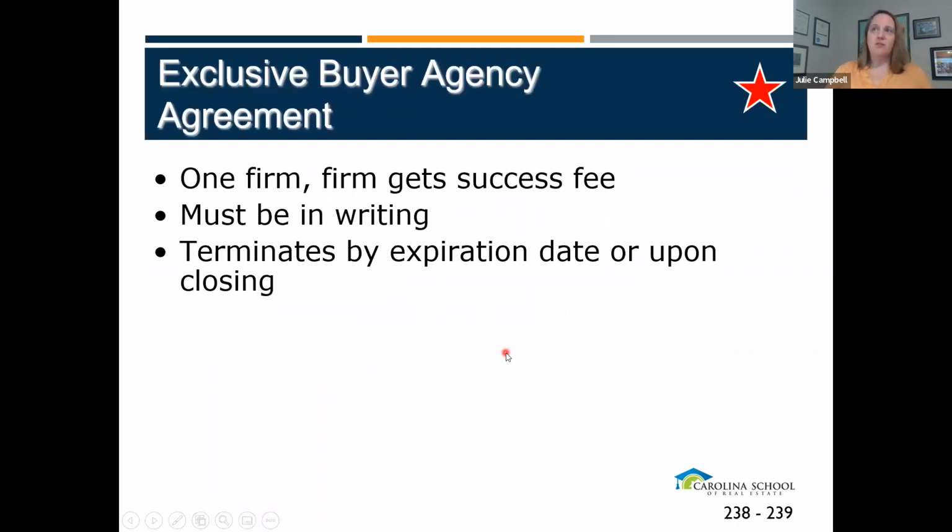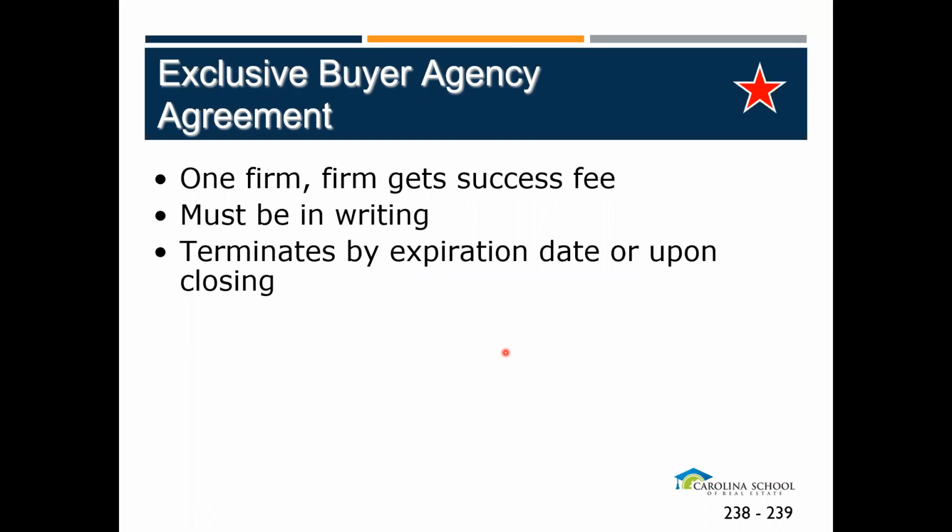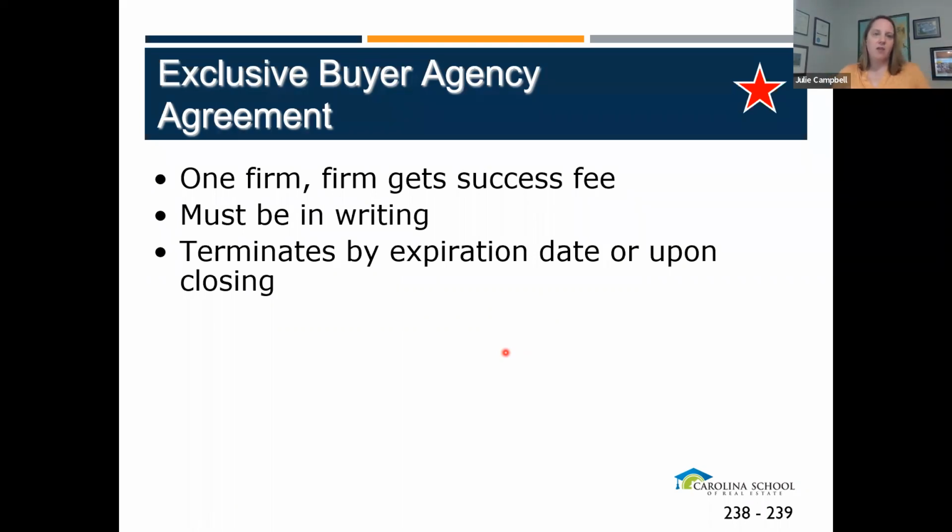So the exclusive buyer agency agreement, buyer's only dating one firm. That firm gets paid when the buyer buys a house. It may be a house that's listed through another agent or firm or the same firm, in the MLS. Maybe it's a for sale by owner. They're hiring me to help them find and purchase a property. Exclusive buyer agency must be in writing. Remember, oral buyer agency, there is no exclusivity. So if you demand exclusivity, you got to get that in writing.